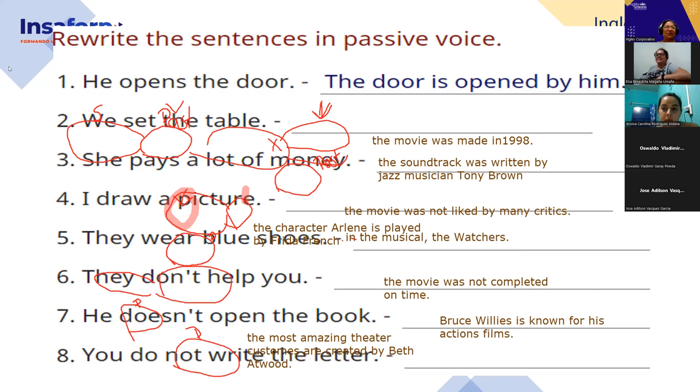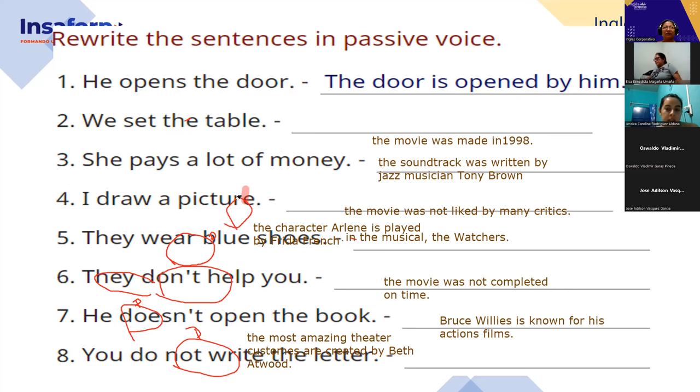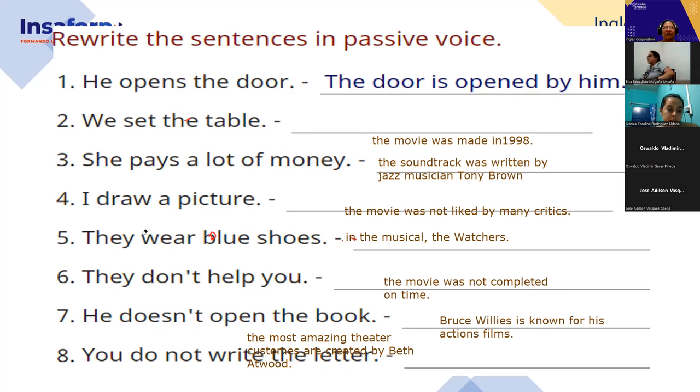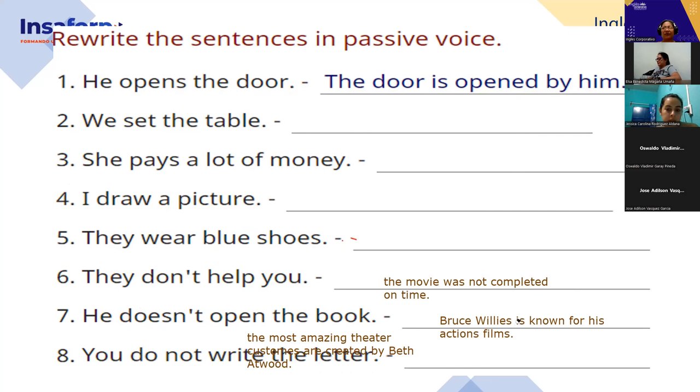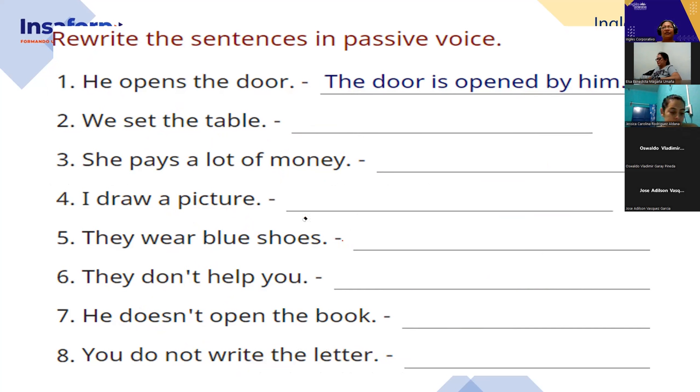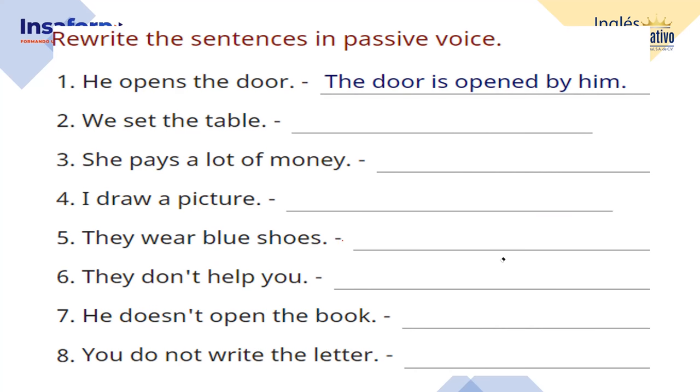Esto es un piece of cake ya para ustedes, vean. Y lo vamos a hacer nada más verbal, ¿ok? He opens the door. The door is opened by him. By him. Aunque el him es para demostrarles cómo se utilizan los object pronouns. Okay. The second one, ¿cuál será? The table.